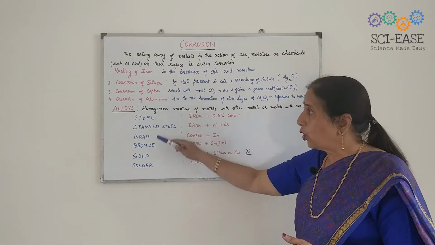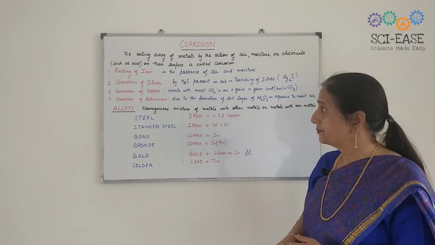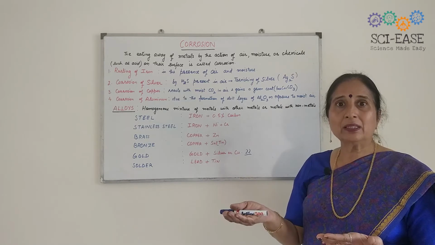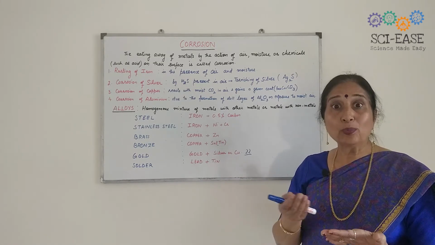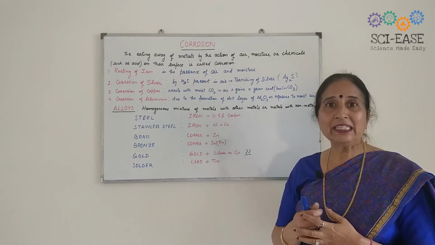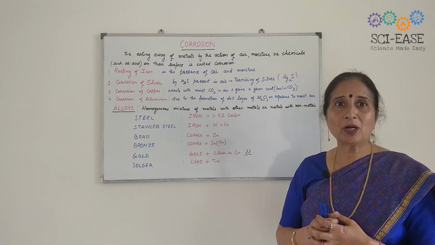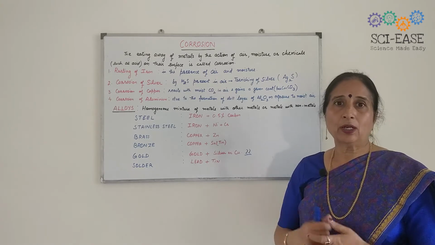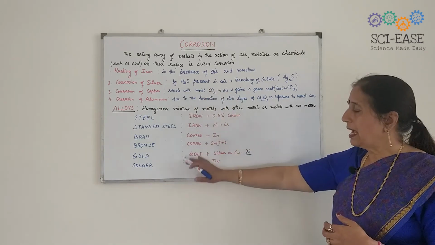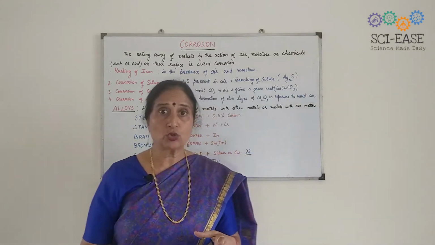So these are the alloys of different metals. Duralumin is an alloy of aluminium. Magnesium, manganese and copper are added to it in small amounts. So many alloys are there. You should memorize the definition and these alloys. Now with this, the corrosion part is over.